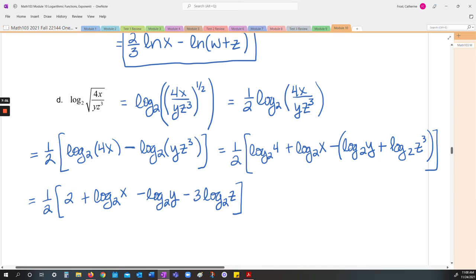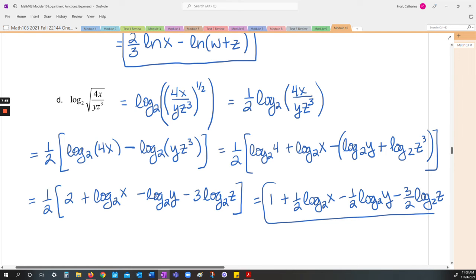If you wanted, you could distribute this 1/2. And so that would look like 1/2 times 2 would be 1. And then plus 1/2 log base 2 of x minus 1/2 log base 2 of y. And then minus 3/2 log base 2 of z. So either of these last two expressions, I would say, are simplified.